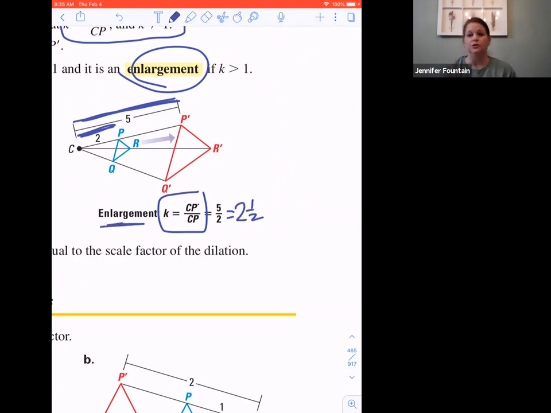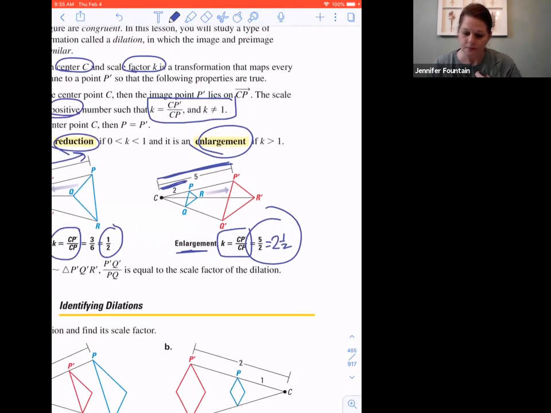Okay. Obviously, when you see the pictures and you see that I started small and I got bigger, I know that's an enlargement. I don't need the numbers to back me up. But one thing that you will know is that you have set it up incorrectly if you do not end up with a number greater than 1. You know that you've reversed CP prime and CP.